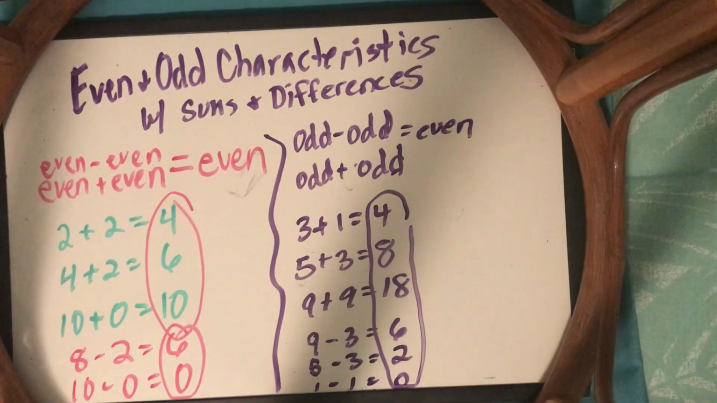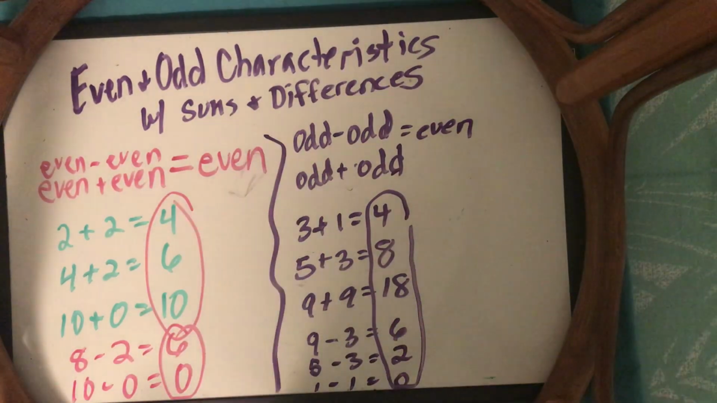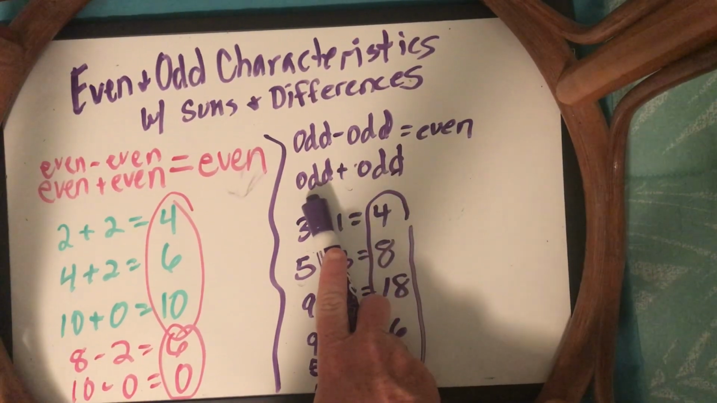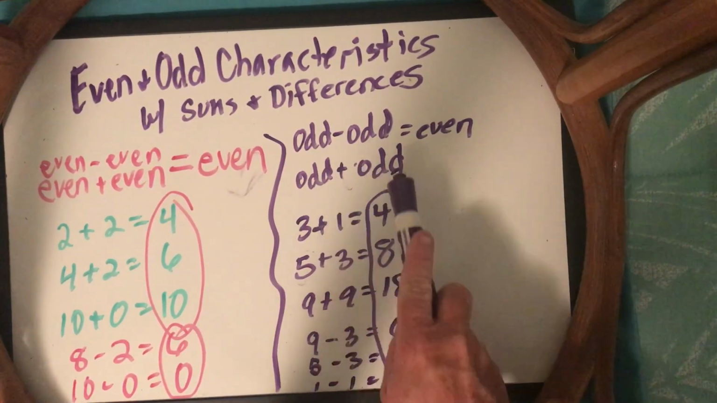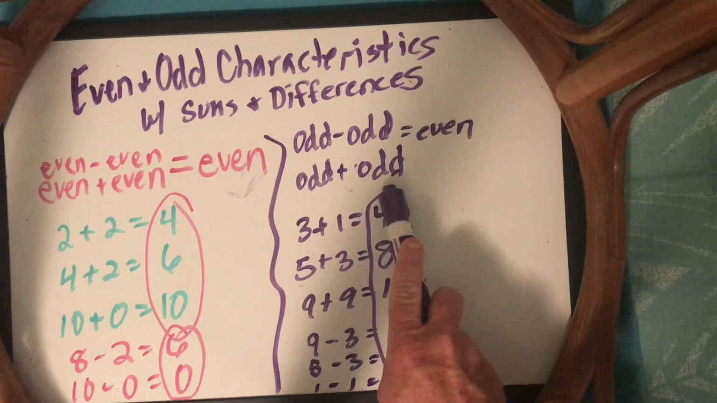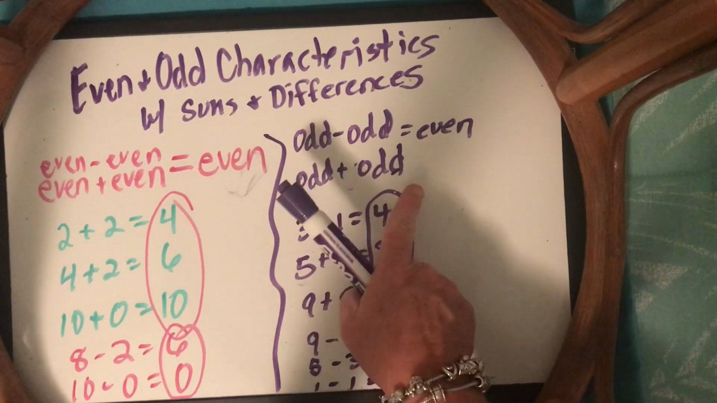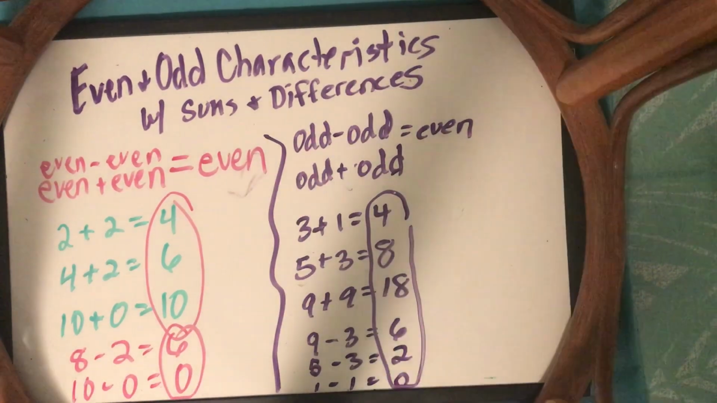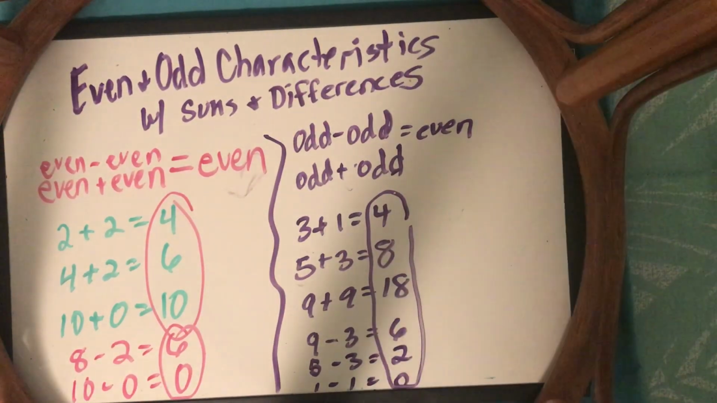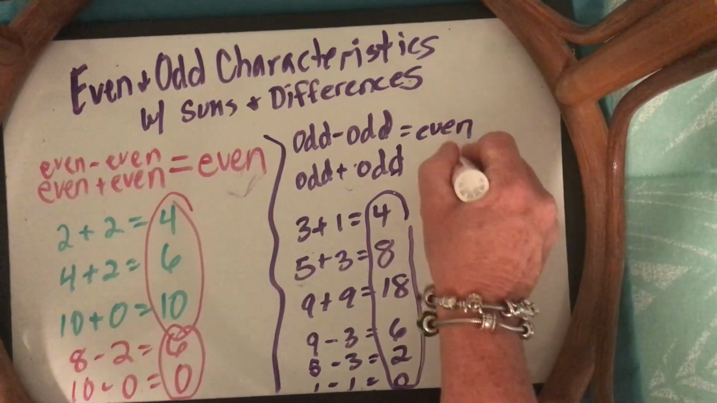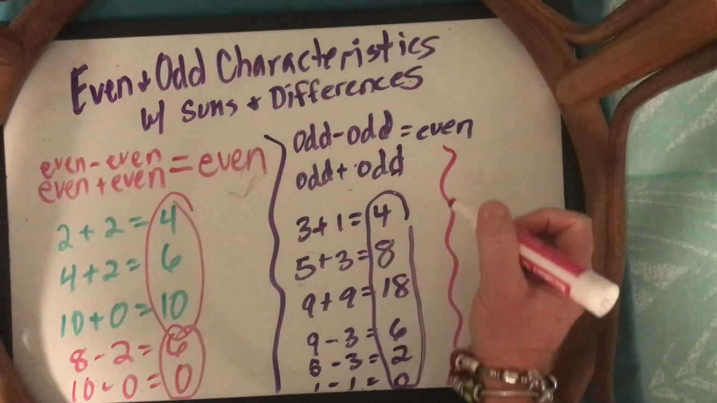Okay, odd plus odd is always even. Odd minus odd, always even. It makes sense. An odd number means that there's one person left without a partner. This odd number means one person is left without a partner. Well, when you combine them, those 2 can become partners, right? Okay, makes sense.